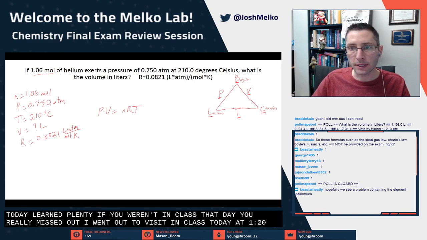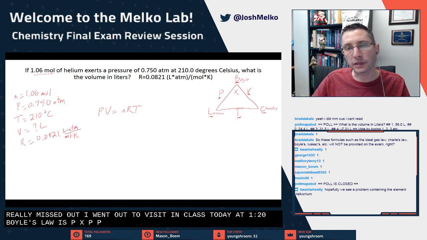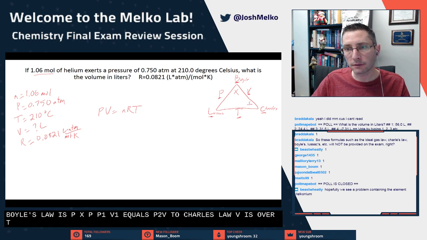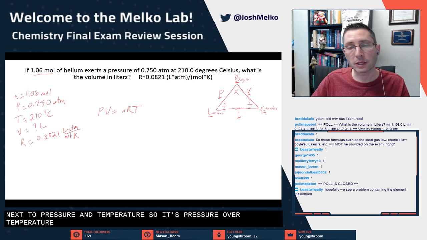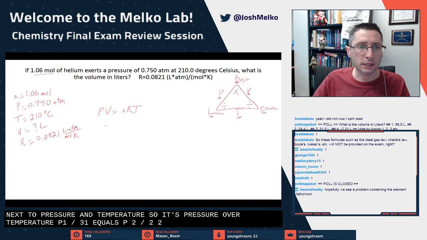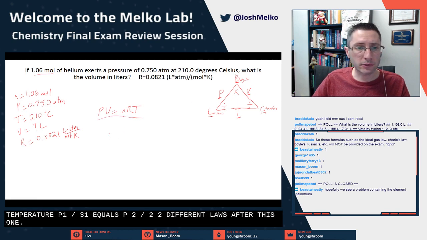So Boyle's is P and V, that's what it's next to, so Boyle's law is P1 V1 equals P2 V2. Charles' law, V is over T, it's V1 over T1 equals V2 over T2. Gay-Lussac's law is next to pressure and temperature, so it's pressure over temperature: P1 over T1 equals P2 over T2. That's how I remember the naming of those three different laws. For this one, though, it's Pivnert.